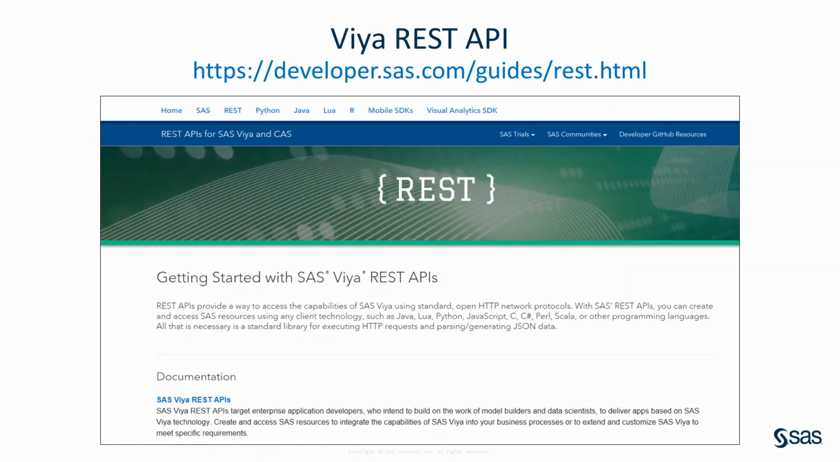The Viya REST APIs provide a way to access Viya functionality using REST calls. The REST calls can be made from any client technology that supports HTTP. This is a very powerful feature of Viya which opens up the Viya platform to enterprise application developers who wish to build applications which interact with Viya functionality.